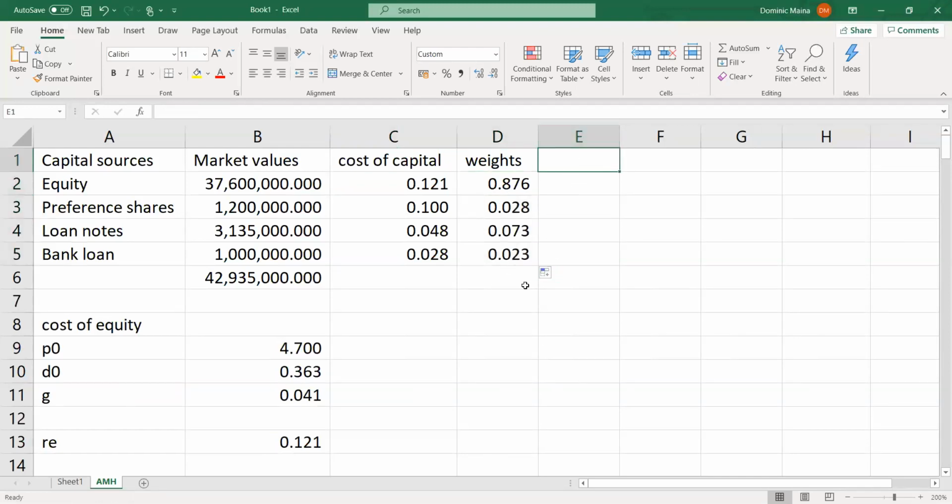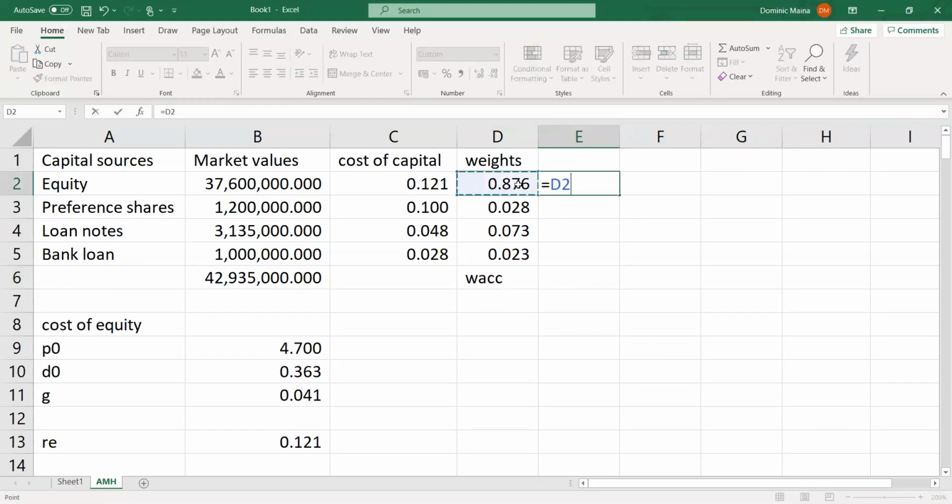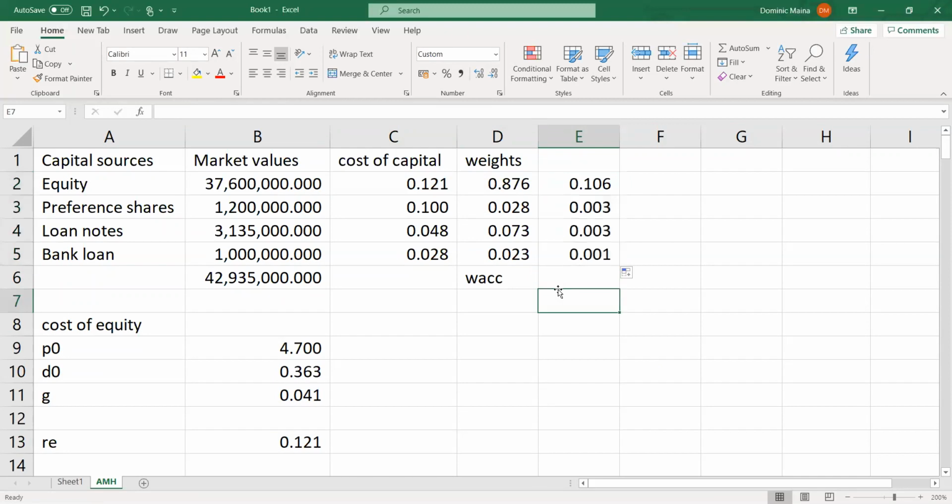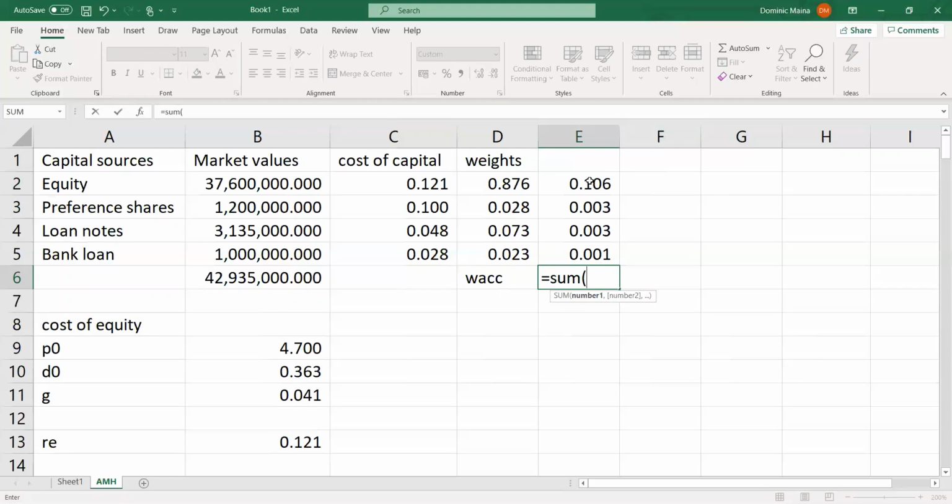Then down here I can call it the company weighted average cost of capital, which will be equal to the weight times the cost of capital, from the first one all the way to the last one. The sum of those gives therefore the weighted average cost of capital. So it's equal to the sum from all those four finance sources, and that gives what ought to be the cost of capital for that particular company. So the process remains the same. The only thing that is different now is the presentation.